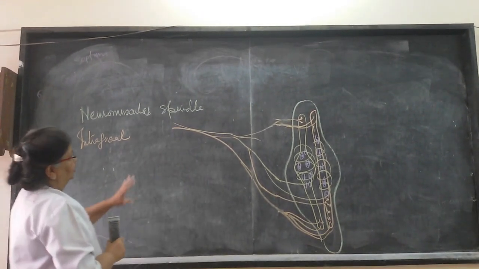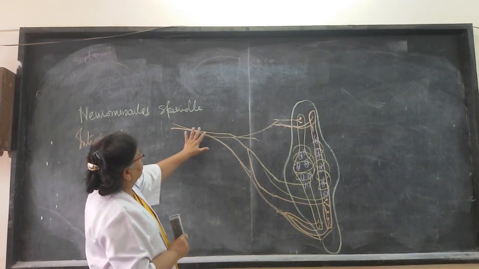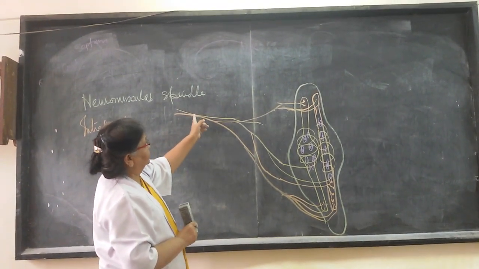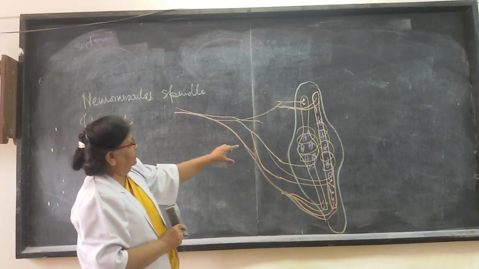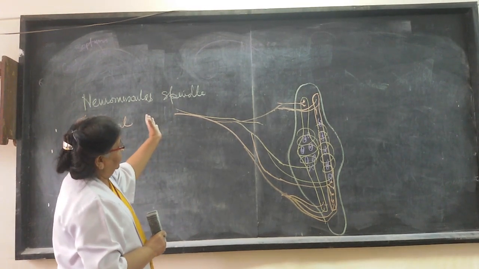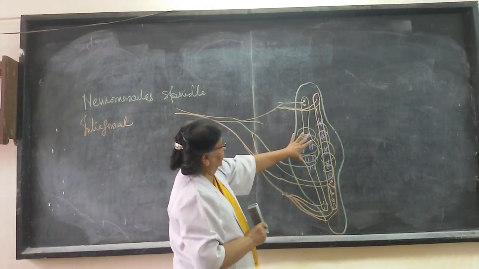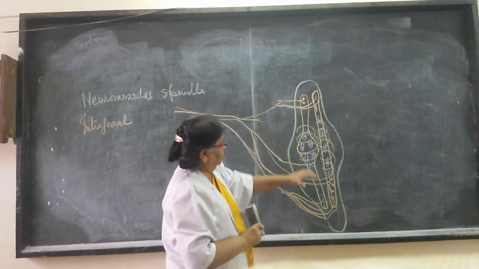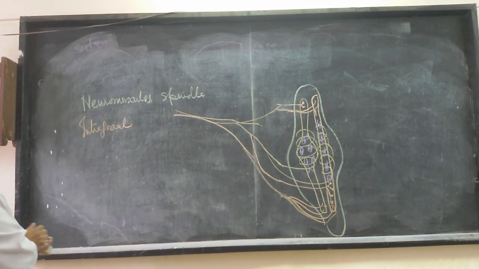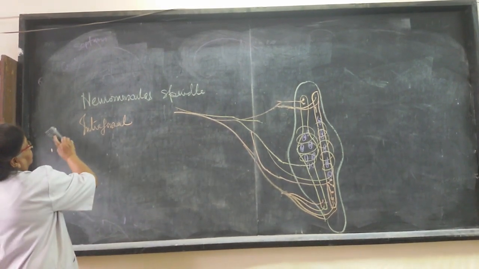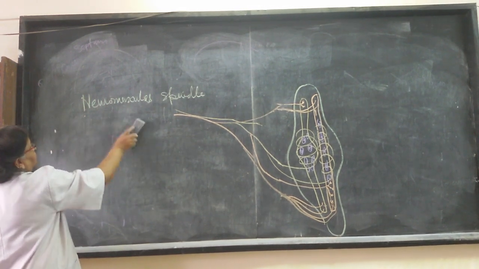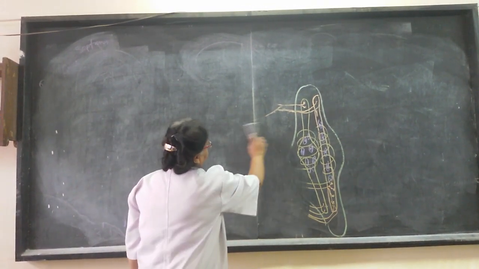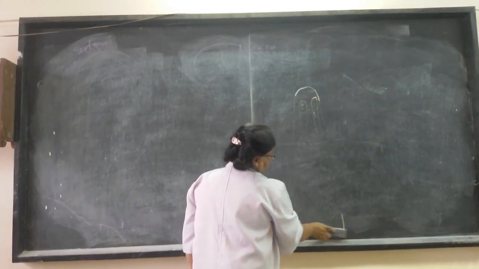And these motor fibers are coming from the gamma cells present in the ventral horn of the spinal cord. These are gamma efferent fibers, and sensory fibers go to the spinal cord. These are sensory fibers distributed to the central or equatorial region, and these are motor fibers distributed to the polar region. This is the structure of intrafusal fibers present in the neuromuscular spindle. They are found in the skeletal muscles, and they lie in between the skeletal muscle fibers.